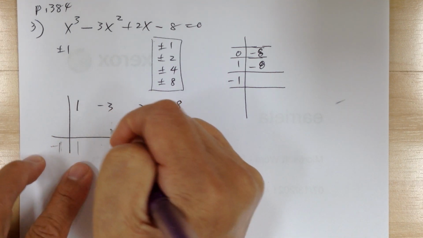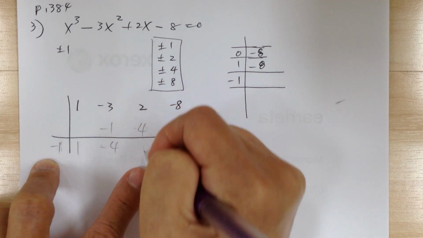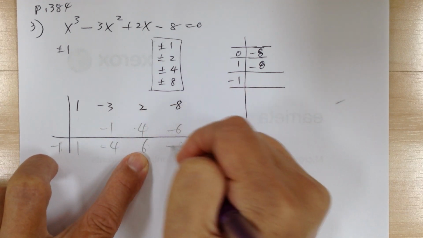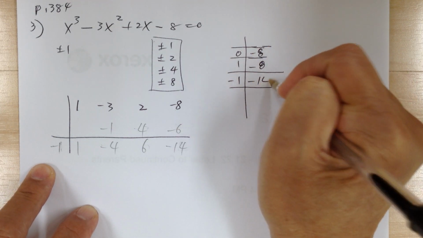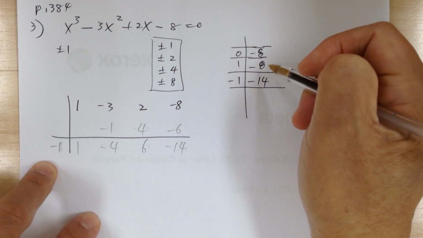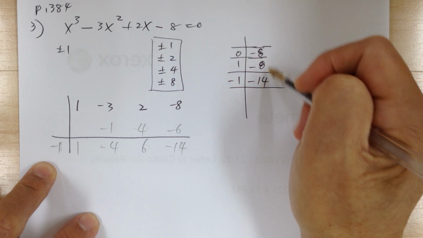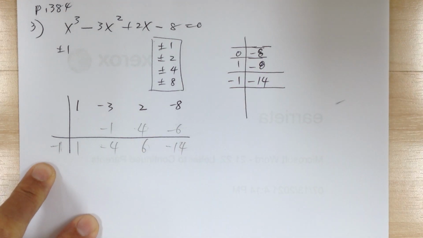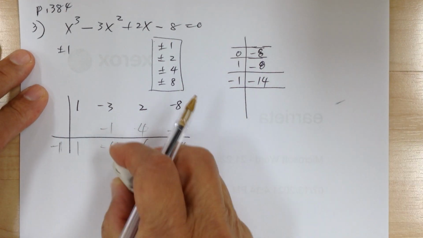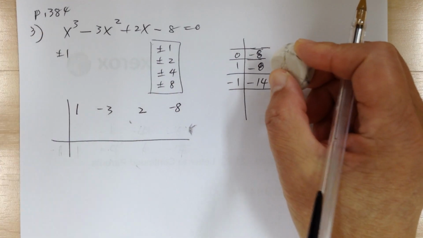So I drop, multiply, I add, multiply, I add, multiply, I add. So when I try negative 1, I get negative 14. Again, the goal is to try to get 0. So it looks like this is getting more negative, so this looks like it's going the wrong direction. This problem is kind of messed up because it doesn't give you a good clue. So you just have to keep trying. I'm going to try 2 next.